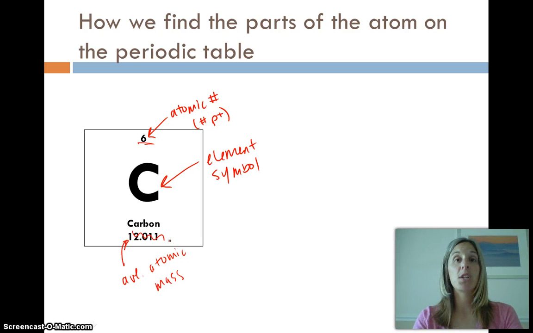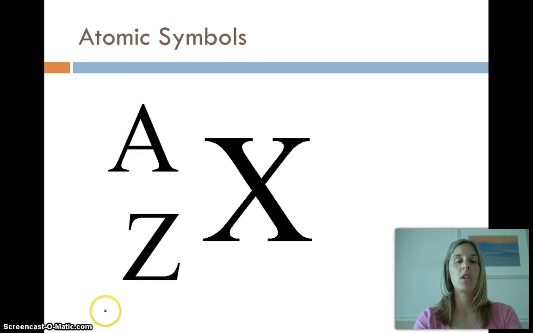So the important parts of information that we get from the periodic table is the atomic number located at the top and the element symbol. What we do as chemists is we take that information and we switch it to something like this. This guy is called an atomic symbol, and this is our focus for the video today. We want to be able to write these atomic symbols properly.